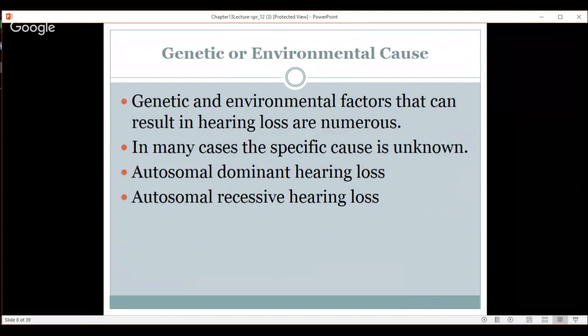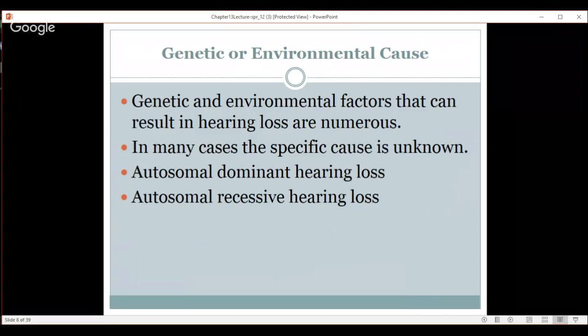Genetic and environmental factors that can result in hearing loss are numerous. In many cases, the specific cause is unknown. Autosomal dominant hearing loss is where one parent has a hearing loss and is a carrier of a dominant gene for hearing loss, which is then passed on to a child. The child then has a 50% chance of having a genetic hearing loss.